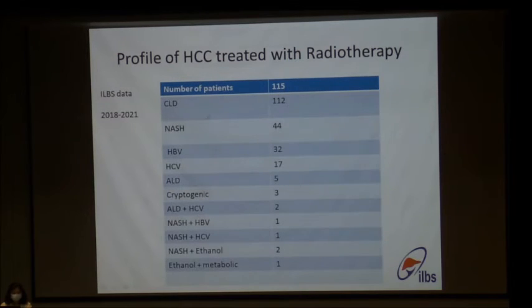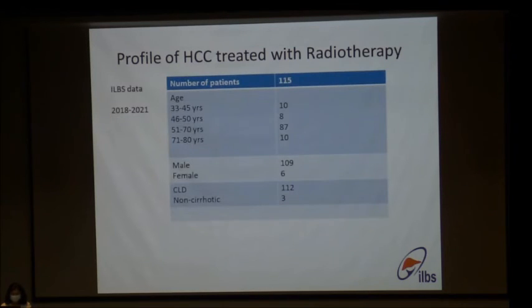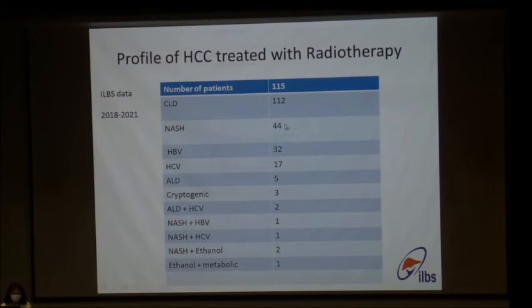The profile of CLD in our patients was as follows. NASH was most commonly seen in 44 cases, followed by hepatitis B virus in 32 cases, and then hepatitis C virus in 17 cases. Alcohol liver disease was 5, cryptogenic 3, and the rest were combinations with few cases. So our data shows that NASH is the most common cause of CLD which is leading to HCC.